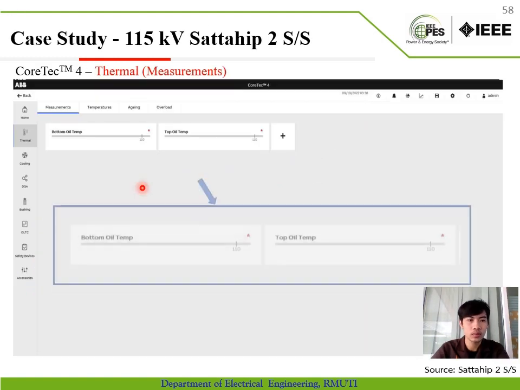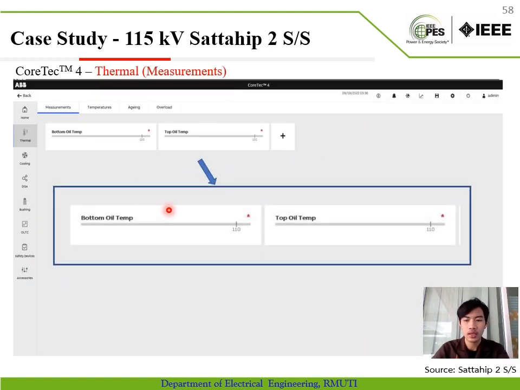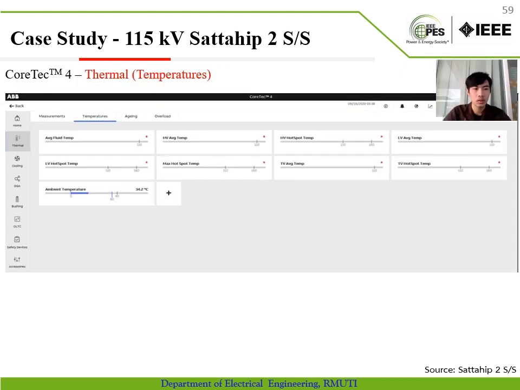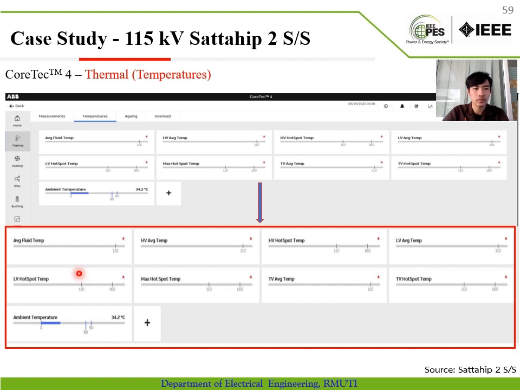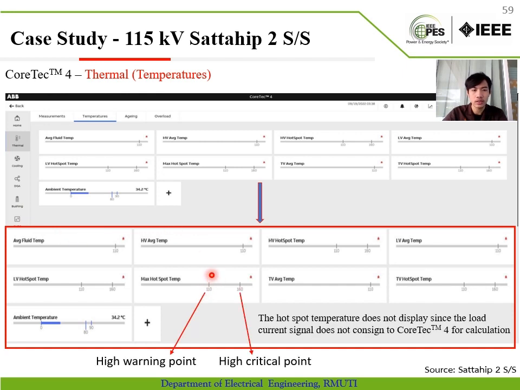On this thermal measurement, there is no value displayed because there are some problems that the thermal sensor does not send the signal to Cortex 4. On this thermal temperature, we display the average fluid temperature, high volt, low volt and tertiary, average temperature, hotspot temperature and ambient temperature. And the limit value is based on the configuration of the drawing design of the power transformer.